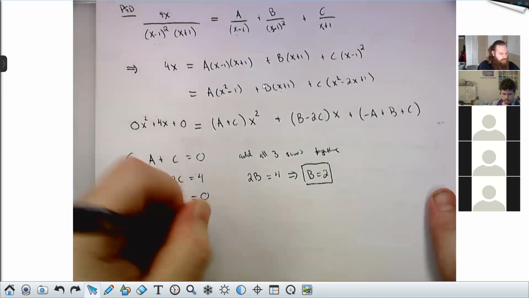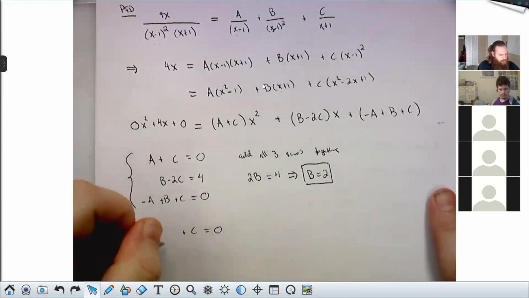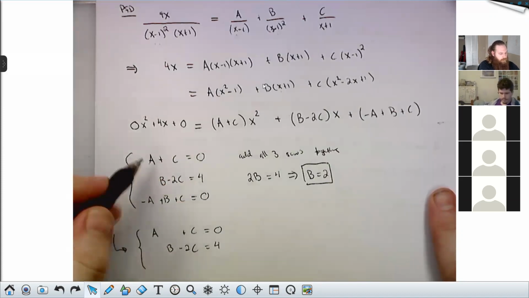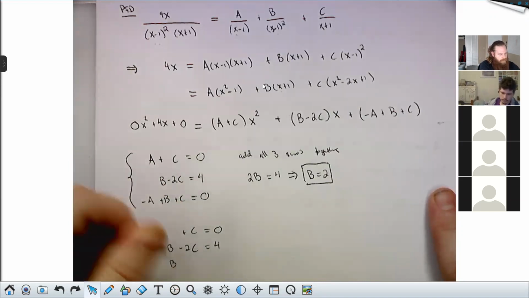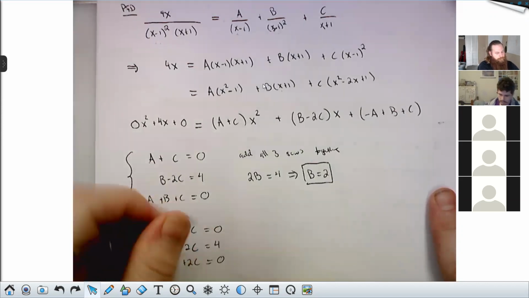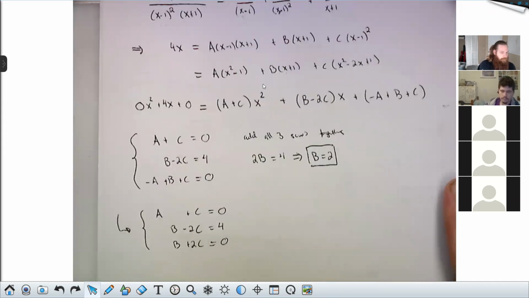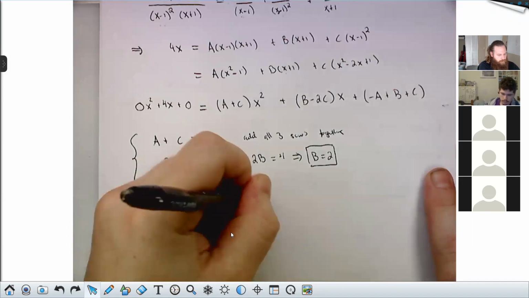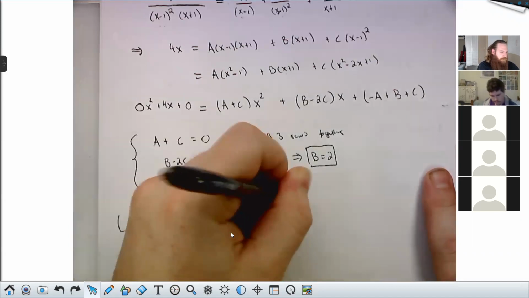A plus C equals 0. B minus 2C equals 4. And now if I add this to this, I get 0A plus B plus 2C equals 0 plus 0. Did you plug in 2 for the second equation? So 2, yeah, minus, so 4. Yeah, so now that I've got this last equation here, or this one really, either one, you can substitute your B in. So now using B equals 2.